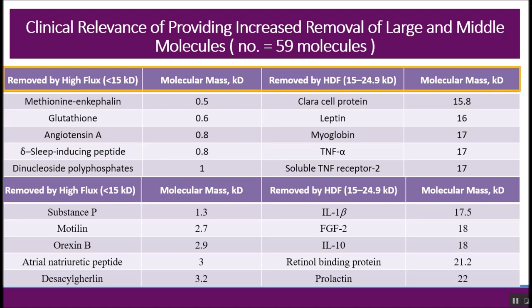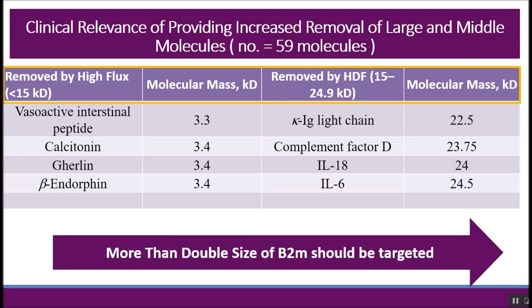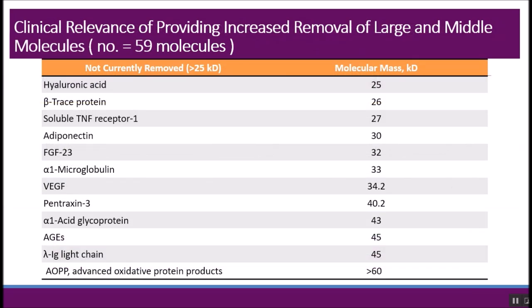Those molecules are removed only by either the high flux membrane or hemodiafiltration. The molecular weight has been expanded to beyond 30,000 Dalton as well, which is more than double the size of beta 2 microglobulin. With the advances in hemodialysis membranes, a huge number of molecules beyond 30,000 still could not be removed by current techniques.